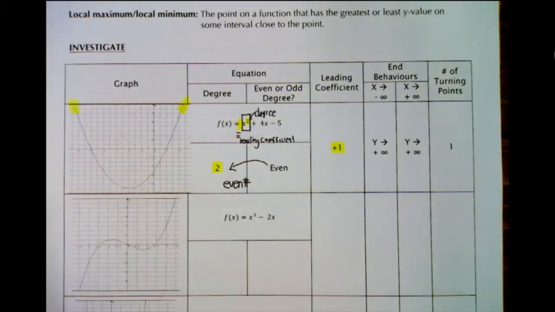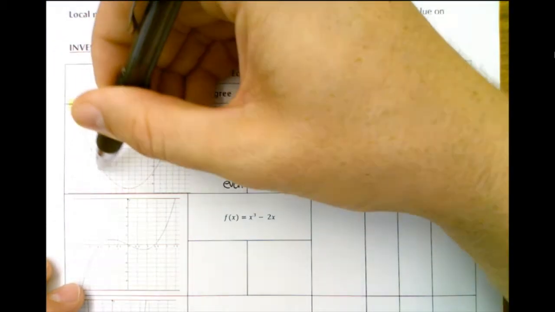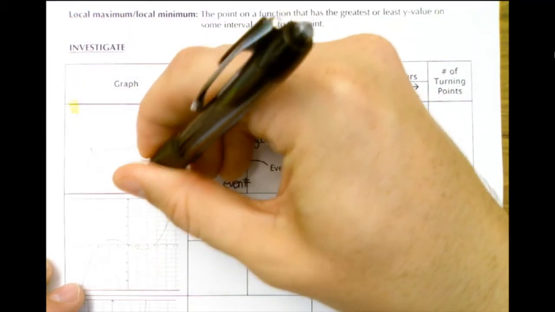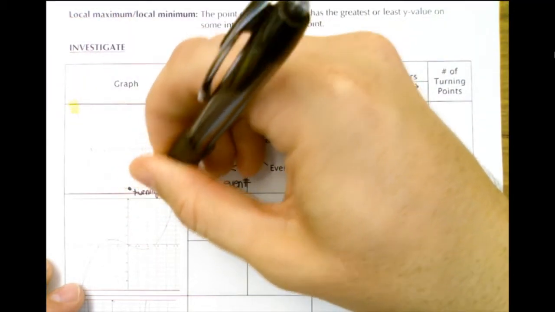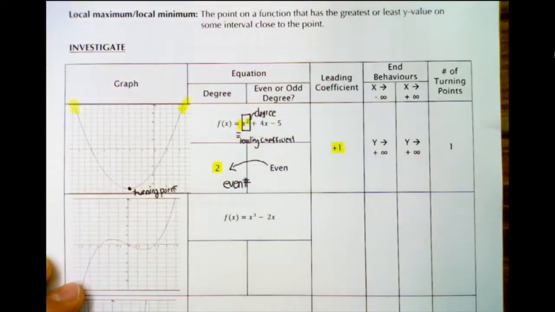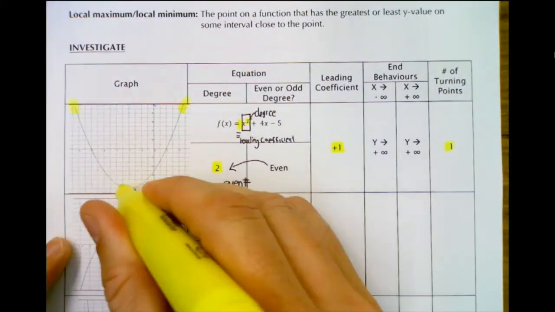Number of turning points is how many times the graph changes from decreasing to increasing or increasing to decreasing. How many times we turn from going down to going up or from going up to going down. So if we trace across this graph, we're decreasing, decreasing, decreasing, decreasing, and we reach a turning point right there. That's a turning point. And then we turn and start increasing or going up. So that means we have one turning point, and it is right there.